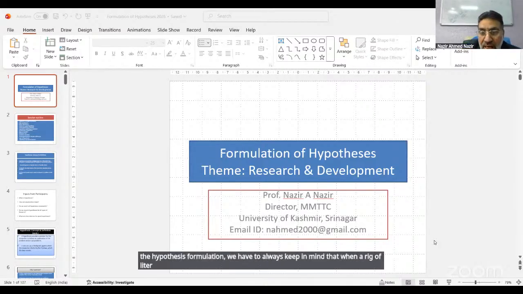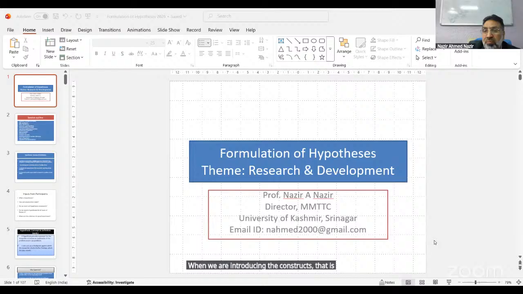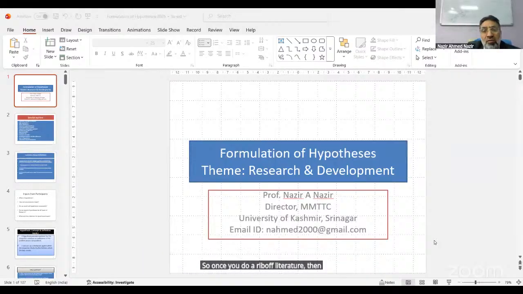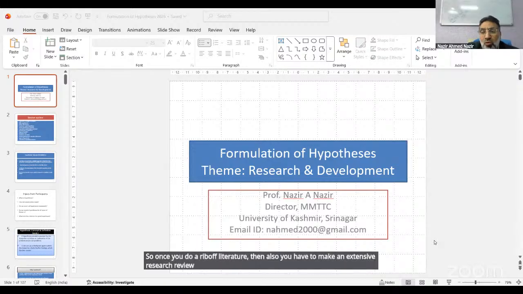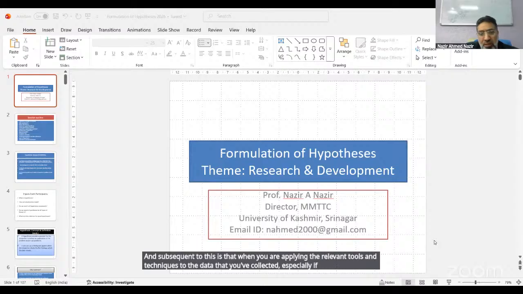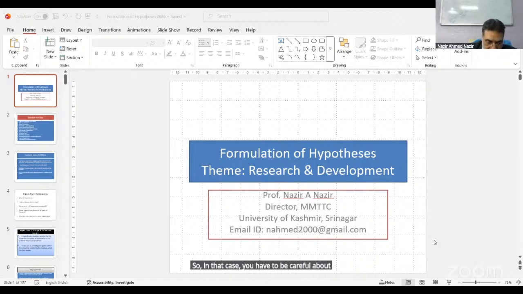Three important points require the review of literature. One is when we are introducing the constructs, that is the introduction part of our research, for example a thesis, or for that matter a paper that you are writing. Subsequent to that, when you do a review of literature, you also have to make an extensive research review in order to find out the research gaps and then come up with the hypothesis formulation. And subsequent to this is when you are applying the relevant tools and techniques to the data that you've collected, especially in empirical research. In that case, you have to be careful about that.